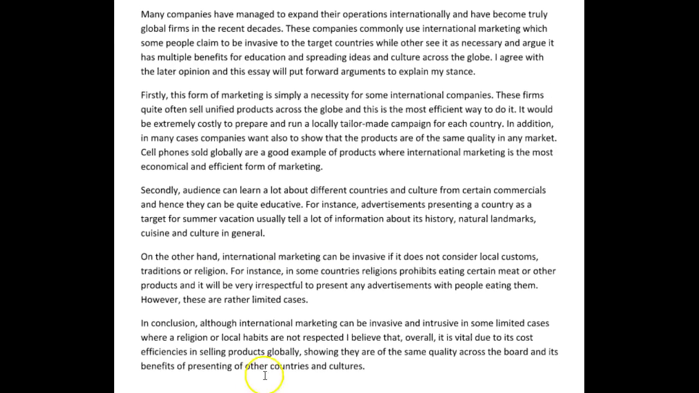So let's see what your paragraphs delved into. So here you have that marketing internationally is necessary. So what you've done is you've got one idea here, that marketing is necessary, and with a bit of explanation.